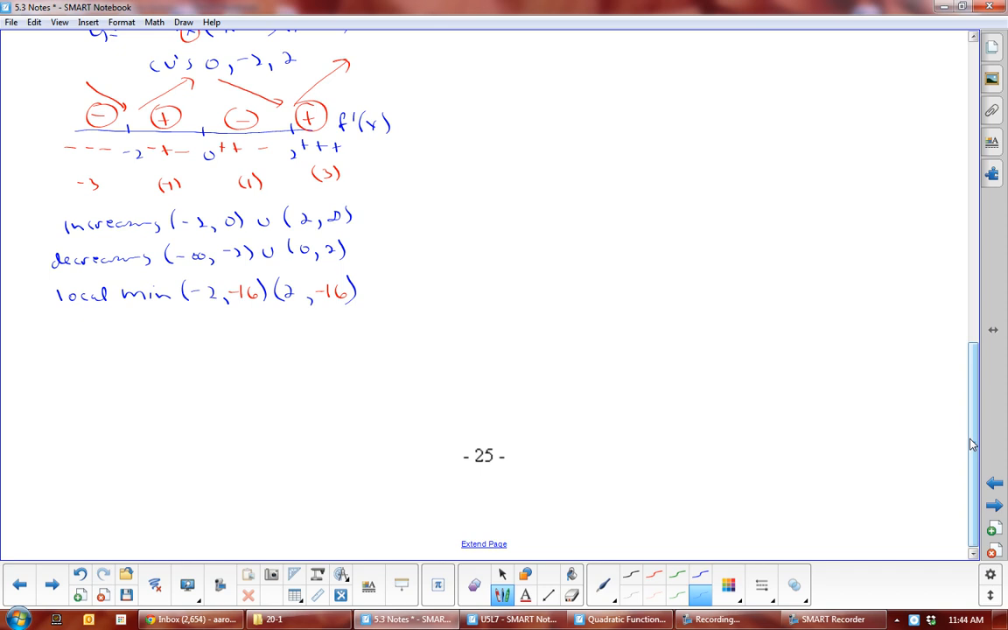Okay, and then what we learned today, let's do our concavity. Oh yeah, sorry, forgot that. Local max is at 0, 0.